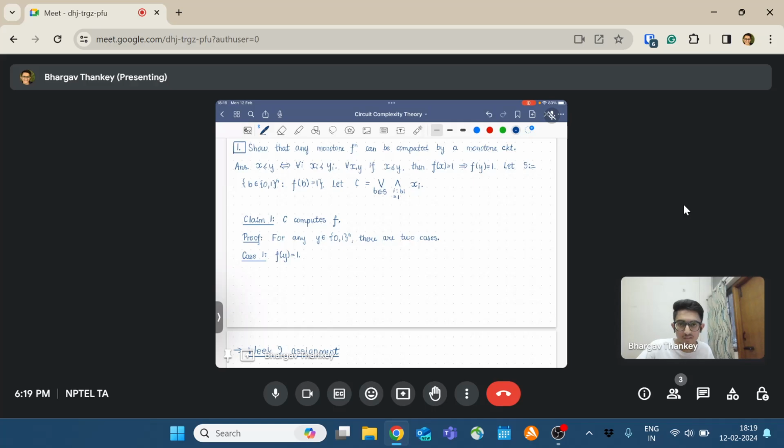You can construct the circuit using the truth table, using NOT gates, and after that we can remove those. Okay, so what we have done is we have already constructed that circuit over here. So this is exactly that, right? For all b's such that f of b is 1, we have this gate. So we have already constructed the circuit, and now we want to show that this circuit computes f.